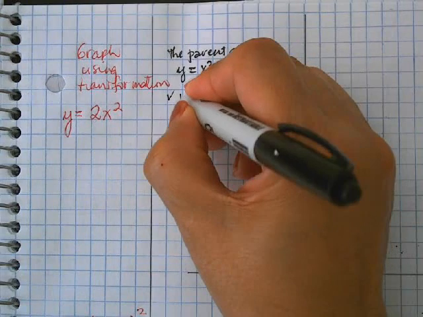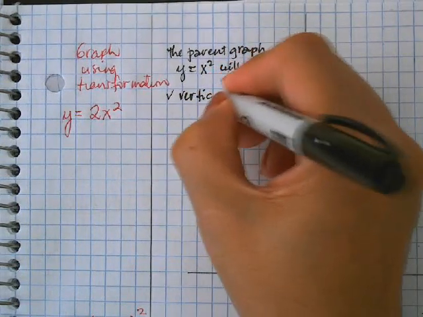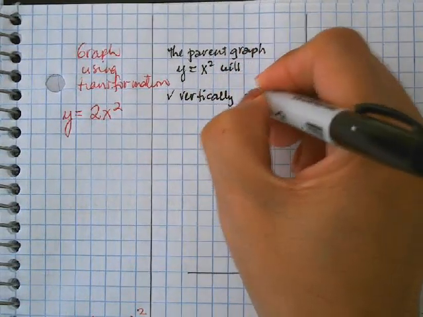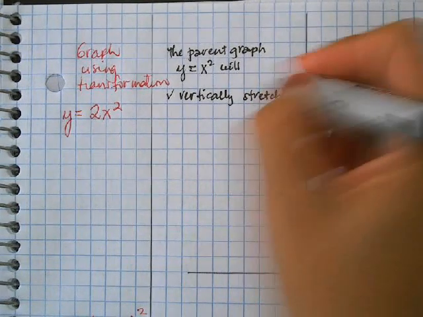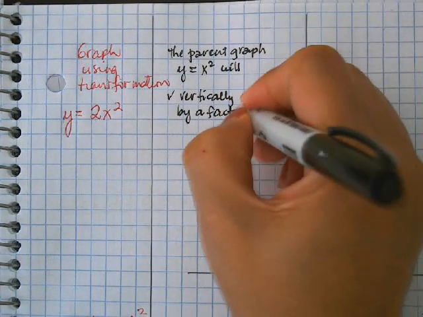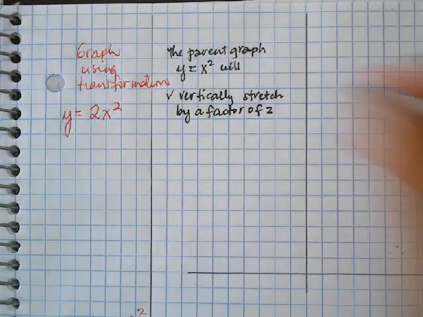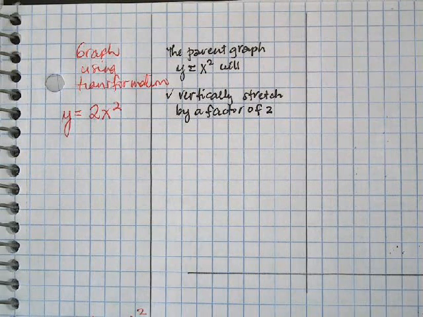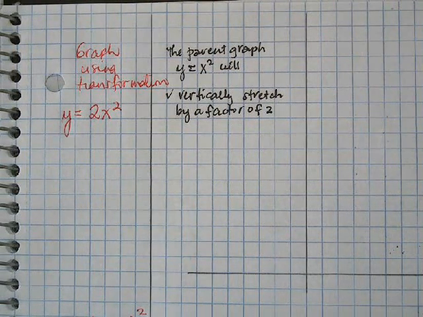There's only one: vertically stretch by a factor. Don't say by 2. Always write by a factor of 2. So we are going to stretch and our factor is 2. Before, we tried 3.